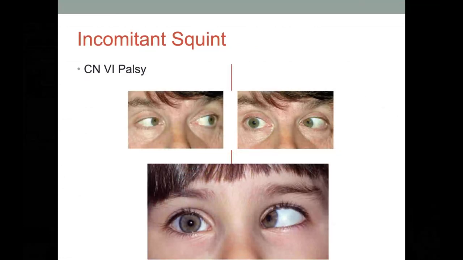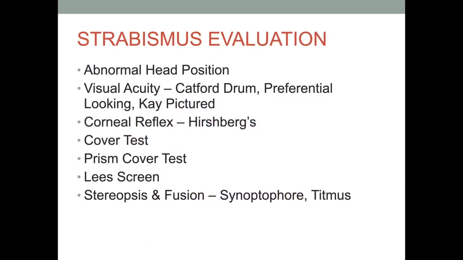You can also have fourth nerve palsy, and in this case, one eye is usually higher than the other. Sometimes when you have a squint, the person will turn the head where the eye cannot go. So you'll see them with an abnormal head position.